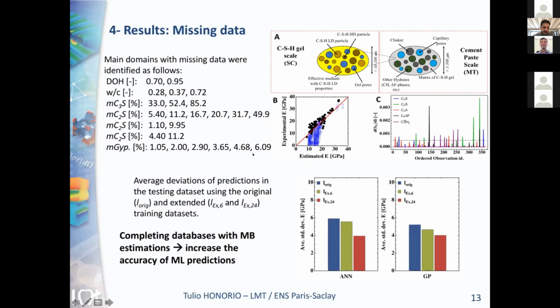We added these new observations to the original training data set. And what we see is that with the extended data sets, we can decrease the average standard deviation. That means we can improve the accuracy of the machine learning prediction. So we can generate new data with a micromechanics-based approach, and that new data can be used to improve the accuracy of predictions in data-driven approaches using machine learning.